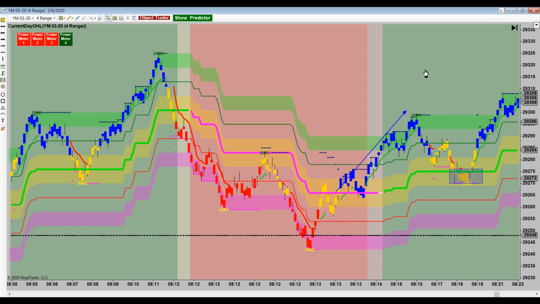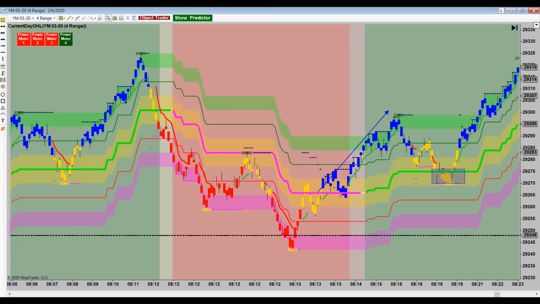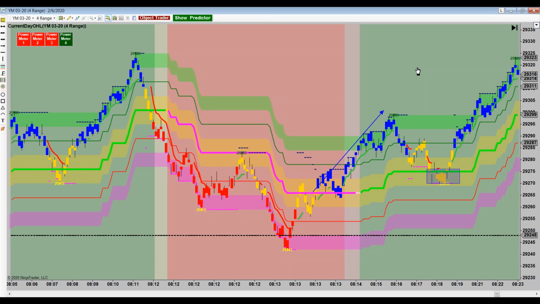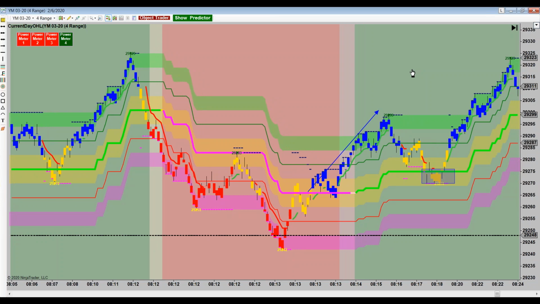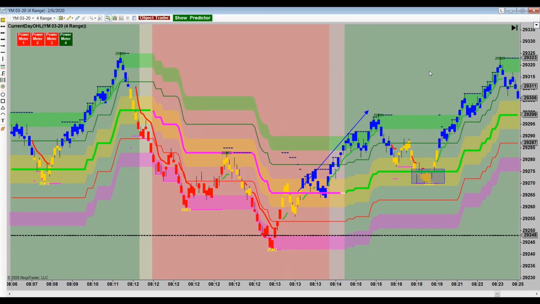Continuing on. 822, 823. Remember, you're going to type in an L when you see a long trade entry. You type in the letter L. 823, 824, 825.